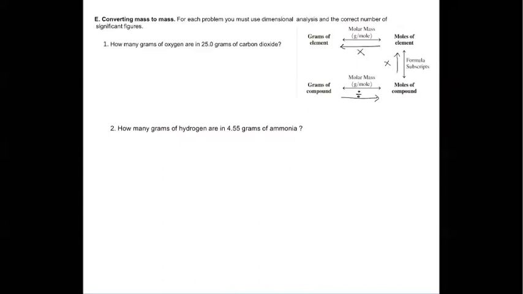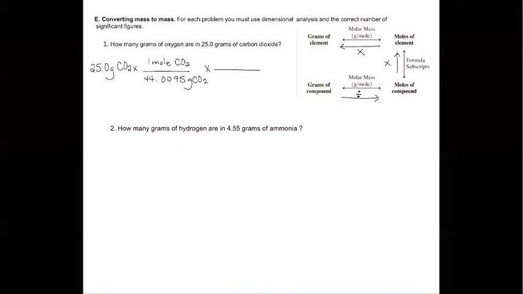So let's set up the equation for problem 1. We have 25.0 grams of CO2. As you can see, we're going to divide. That means that in the bottom of my fraction, I'm going to put the molar mass of CO2. So molar mass of CO2 is going to be 15.9994 times 2 plus carbon, which is 12.0107. So my molar mass is going to be 44.0095 grams of CO2 equal 1 mole of CO2.